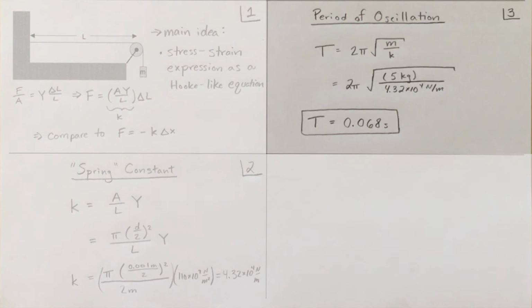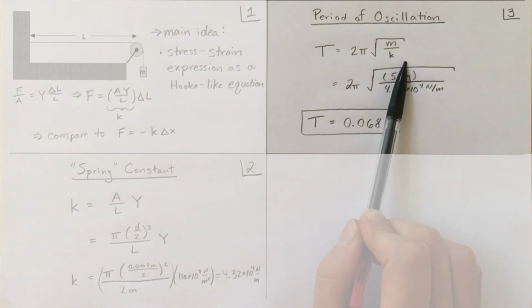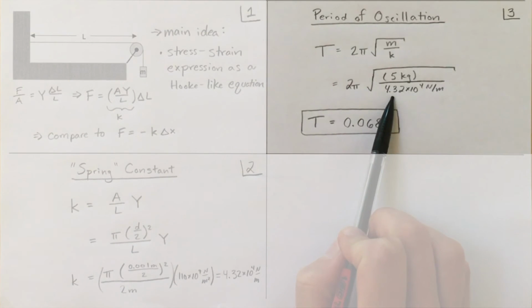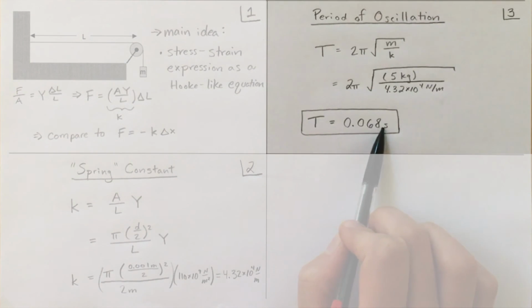Now that we know the spring constant, we can find the period of oscillation using this equation here. Plugging in the value for the mass and the spring constant, which we just found, we find that the little mass would oscillate with a period of 0.068 seconds.